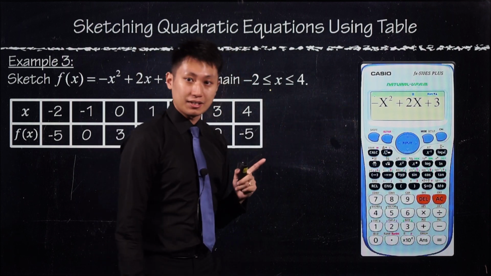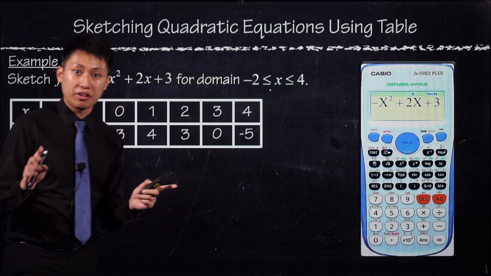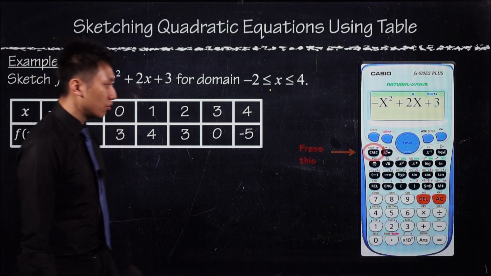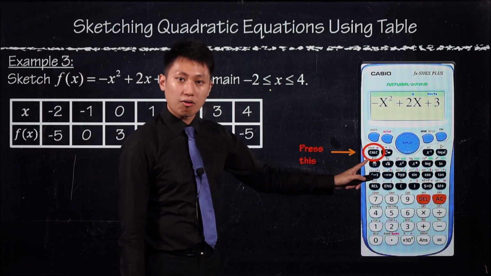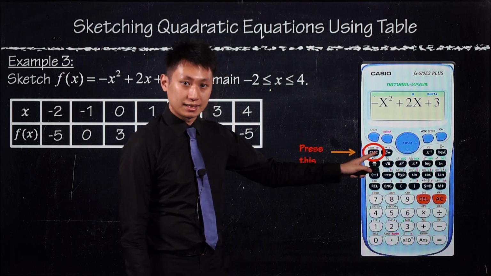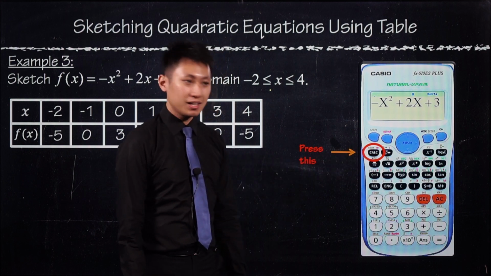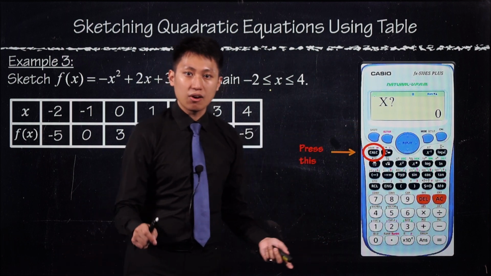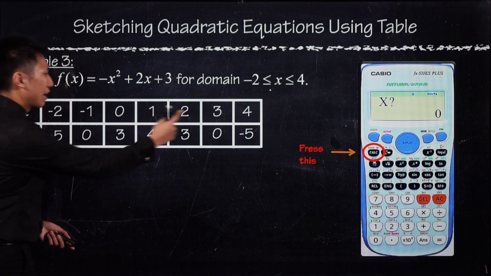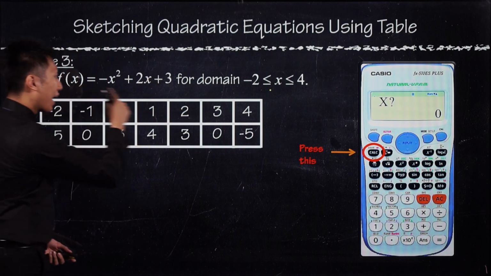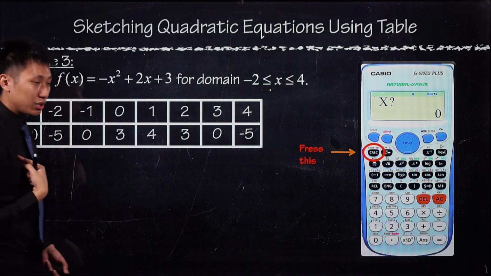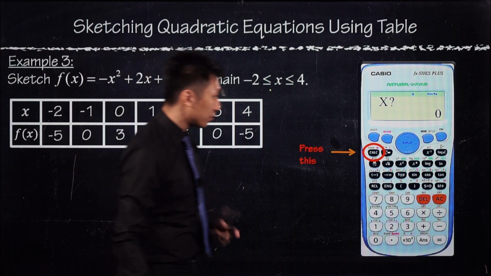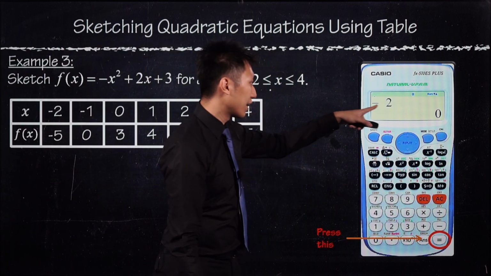Next step, what do you do? After you have this equation, the one that you want to plug in values, you press this calculate or solve button. After you press it, what will happen? It will ask you for x, x question mark, meaning that now you are going to input the x value that you want to put in so that you can find the y value. Let's say we key in -2, so we put -2 here.